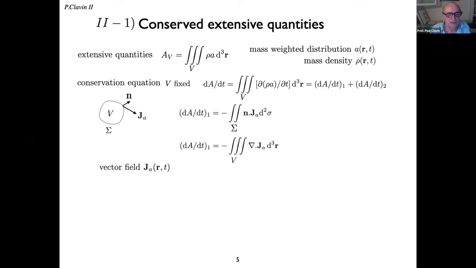There are two ways to change the quantity, capital A, for a fixed volume. So this is the derivative with respect to time of the integral of rho a over the volume. Here there are two ways to make this quantity change. The first is through the flux of quantity A through the boundary. This is what I denote dA over dt 1, an integral over the surface delimiting the volume, which is assumed to be fixed, of the flux in the normal direction.